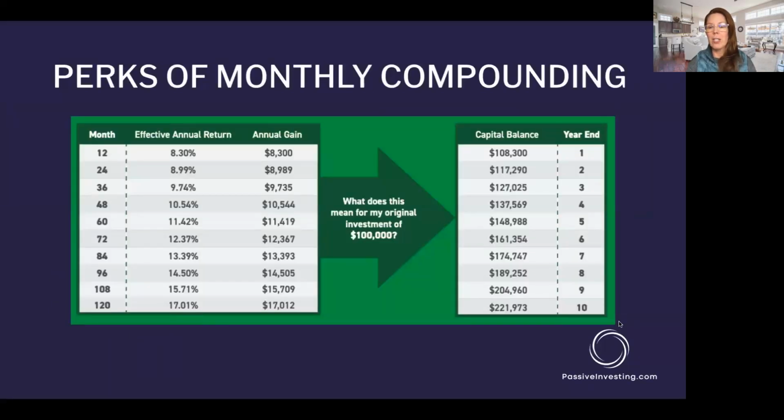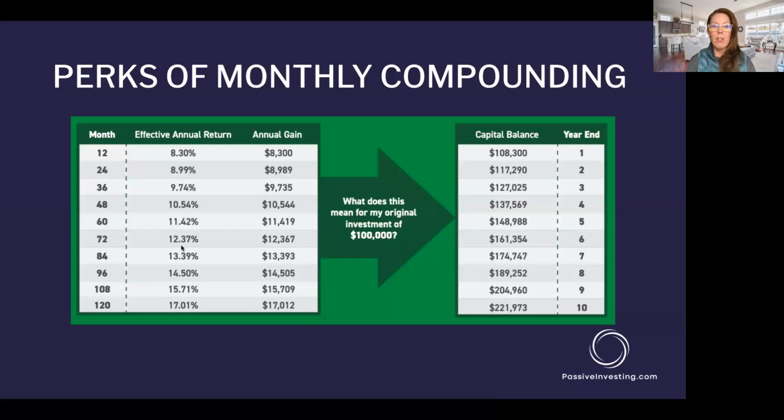This is based on a $100,000 investment. There are some assumptions here. For us, our $100,000 placement into the preferred debt fund earns an 8% preferred return. If you allowed your distributions to stay in the fund and continue to compound, by the end of year one, it's actually an 8.3% return instead of an 8% preferred return.